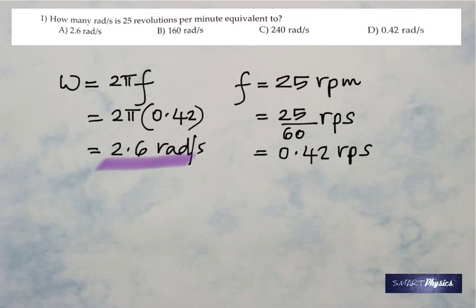So 2.6 radians per second is the answer. And look, the unit of angular frequency is radians per second. So that is how you convert 25 revolutions per minute into radians per second. That is a very important equation to change linear frequency into angular frequency.